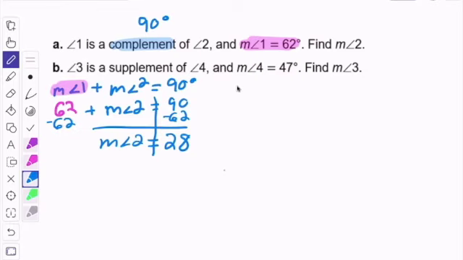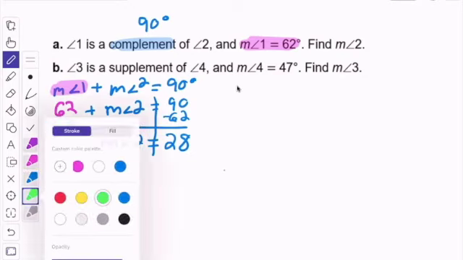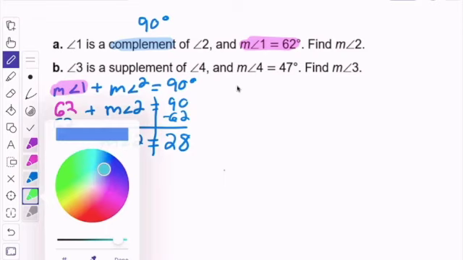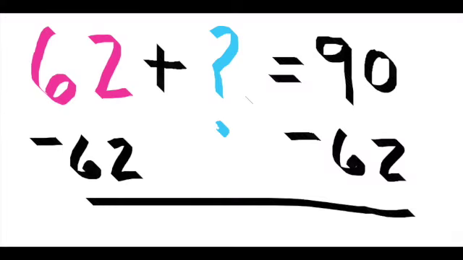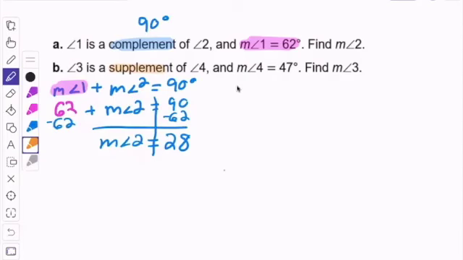You can look at that example of the measure of angle 1, 62, plus the measure of angle 2 equals 90. But I want to point out that the key of the math here is just 90. The sum of complementary angles is always going to be 90, because it's always a right angle. So the key of the math here is just 90 minus 62, the angle that you're given. That's going to give you the answer for that first example of 28 degrees.